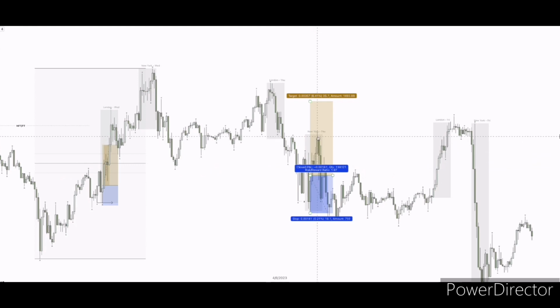It then went in our favour. It ran quite well. And then it came back out to take us out for a -1%. So at this moment in time, I was +1. So a +2 there and then a -1, leaving me at a net +1 on USD CHF.